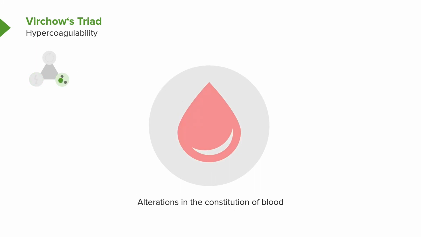Finally, hypercoagulability is an increase in the constitution of the blood so that it increases its propensity to clot. This is seen, for example, very strongly in patients with cancer. When patients have cancer, the coagulation system is markedly activated.